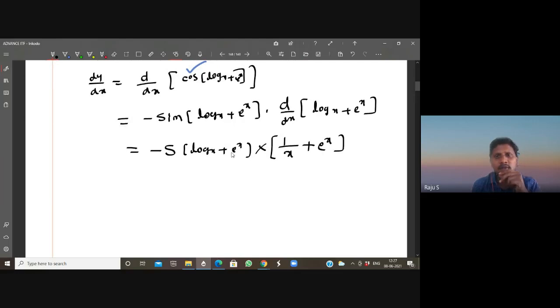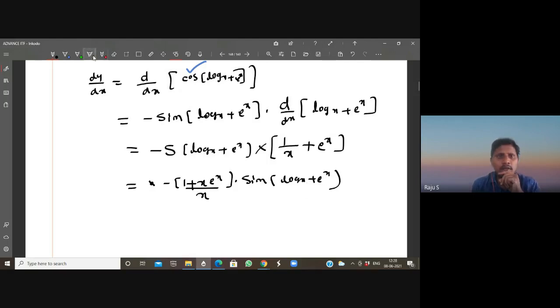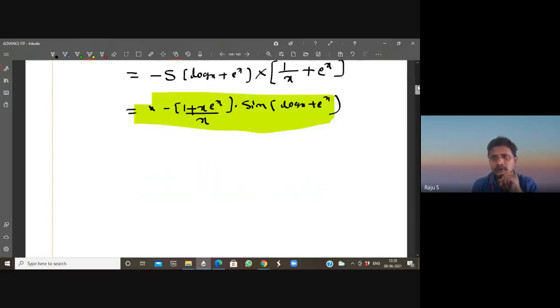Okay, students, even if you want to take LCM, you can take LCM. When you take LCM, you will get 1 plus x e power x. Here minus is common, so minus, it's better to write this first, 1 plus x e power x whole divided by x, taking LCM, now sine of log x plus e power x. What about others? Anyone? Any question?